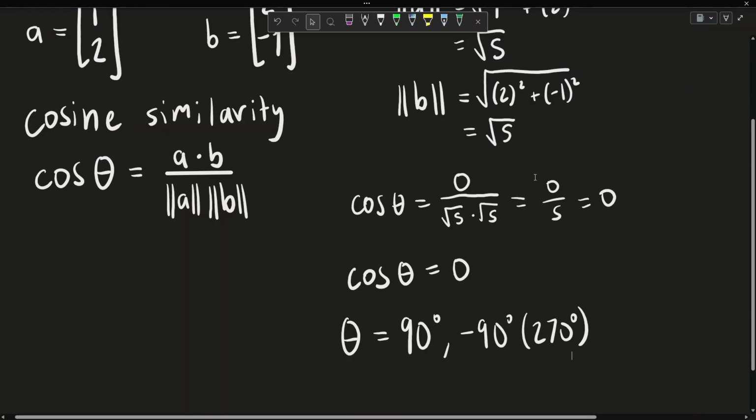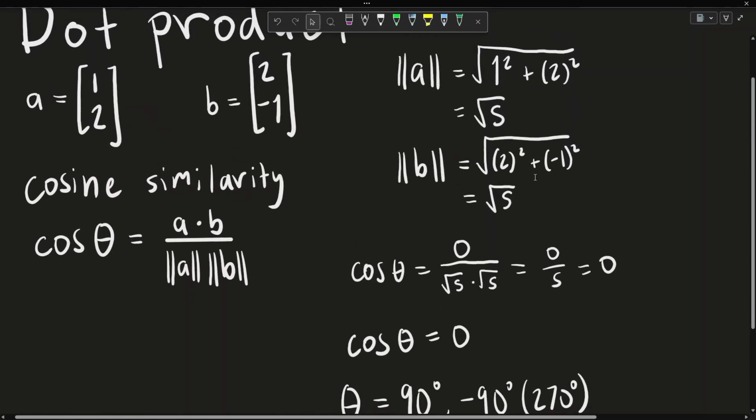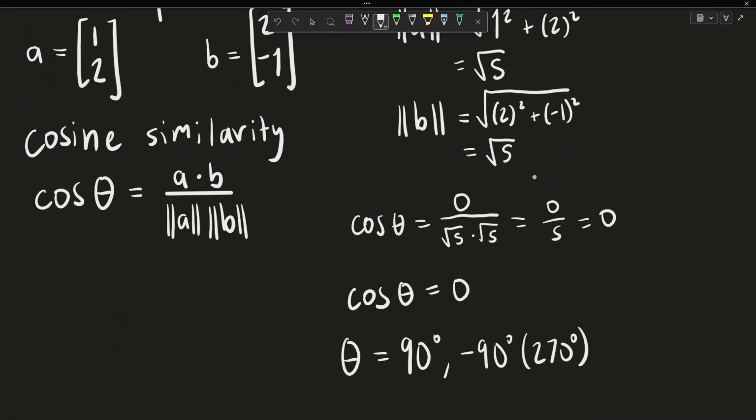And so this proves that two vectors are orthogonal, or that they have a 90-degree angle between one another, when their dot product is 0. Because since the numerator is always going to be 0, that means cosine of theta equals 0, and that has to be one of these two angles.